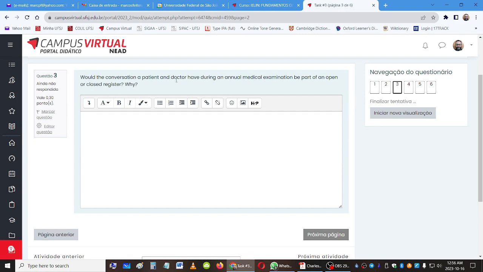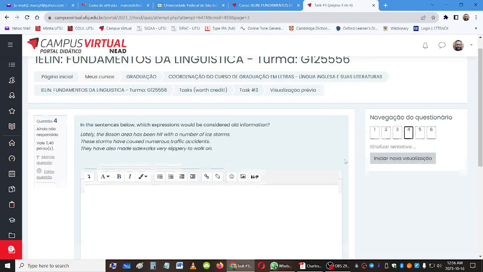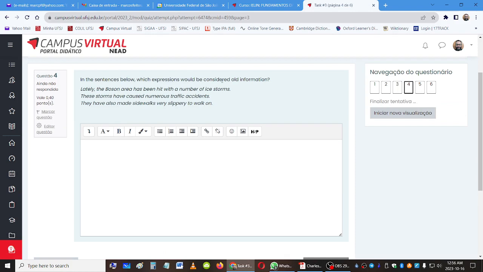Would the conversation between a patient and doctor be part of an open or closed register? I mentioned this in the lessons. In the sentences below, which expressions will be considered old and which would be new? Lately, well, lately is just when it happens, but it is an idea. The Boston area, I may say that all of this is guiding the person. It's the theme. Has been hit with a number of ice storms. So I have what I want to announce at the end, and everything else is given information. These storms have caused, I've already talked about the storms, numerous traffic accidents. It's what I'm announcing.